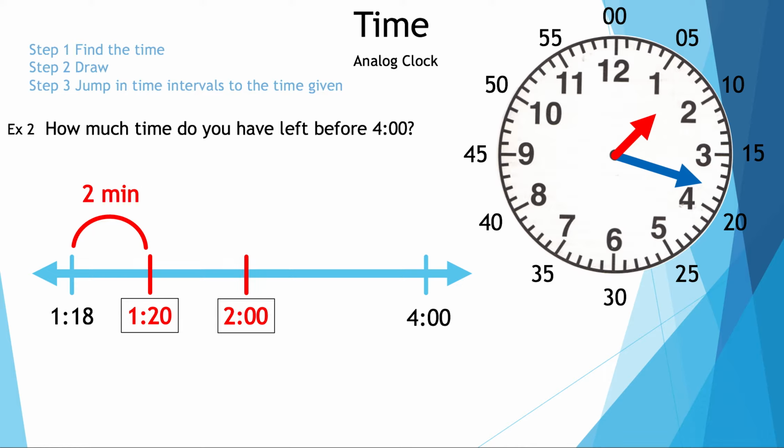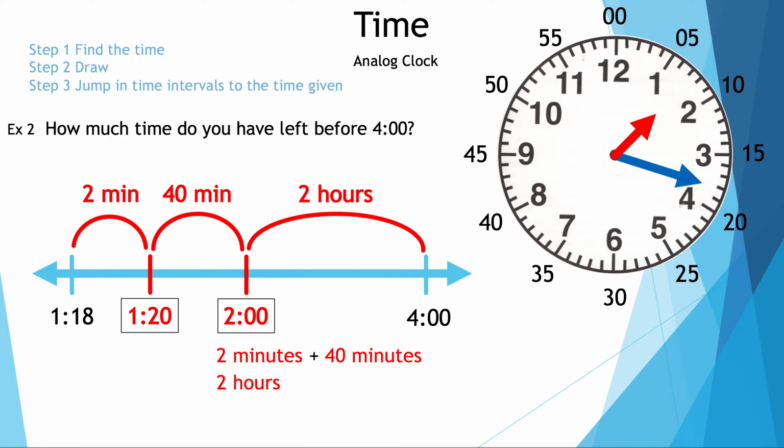The next interval, we're going to go ahead and go to 2 o'clock because that is the next hour. And then finally draw the hump. And then you find the time between, which is 40 minutes. And then now we can go straight to 4 o'clock because that's the next time that we care about. And that is 2 hours. Now write down the time intervals, add them when necessary. And when you add the minutes, you get 42 minutes. And the final time, or the total time you have left, is 2 hours and 42 minutes.